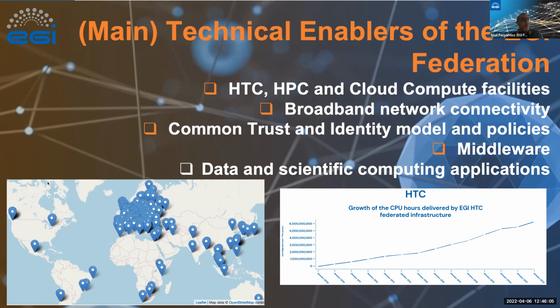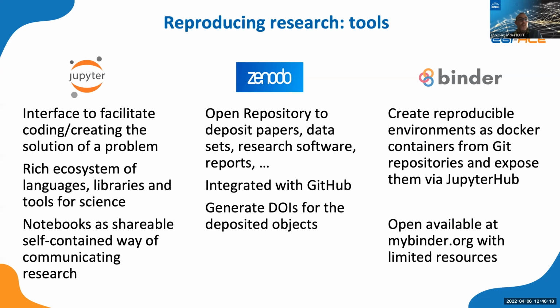So with this infrastructure, the EGI-ACE project and the EOSC context, what we want to do is deliver tools that make it easier to reproduce science. For that, we focus on a set of basic tools, which are the ones here in the slide. The first one is Jupyter.